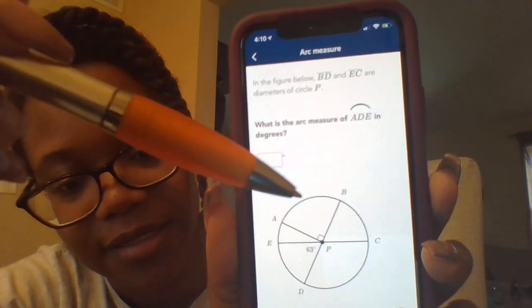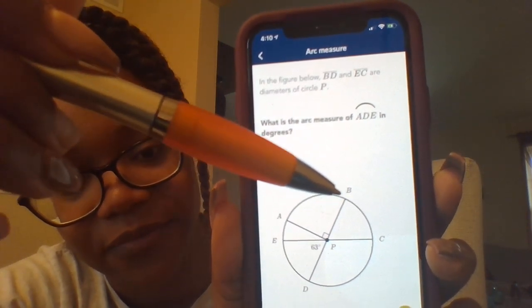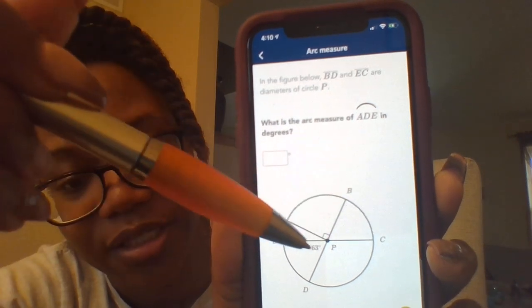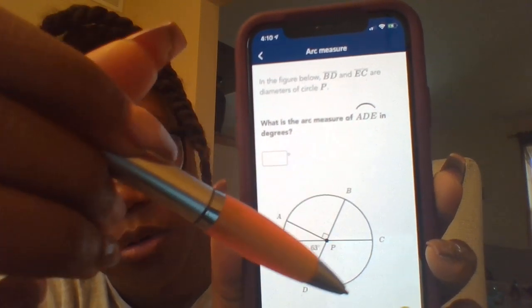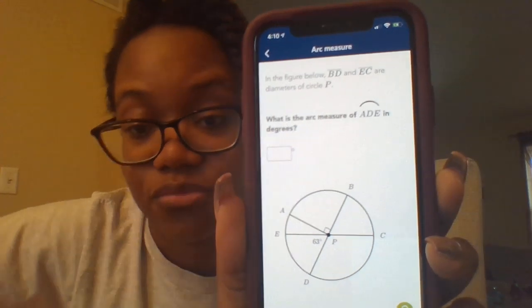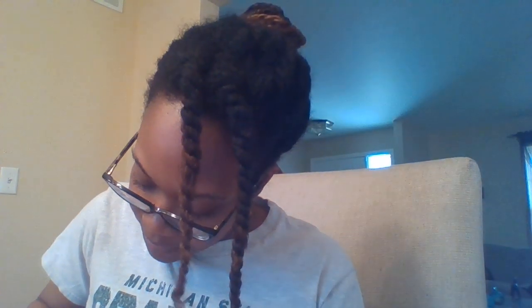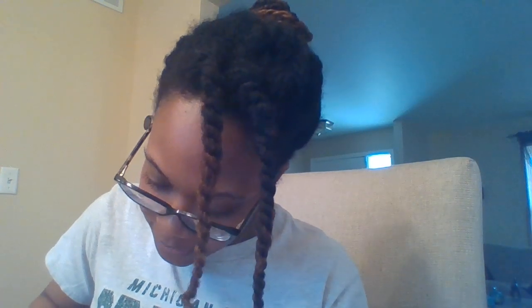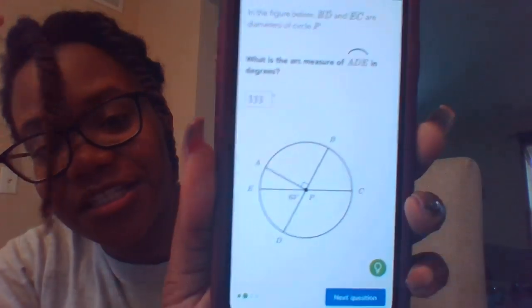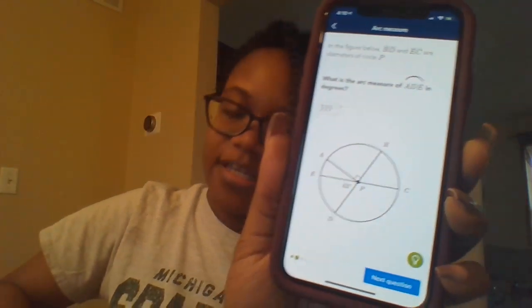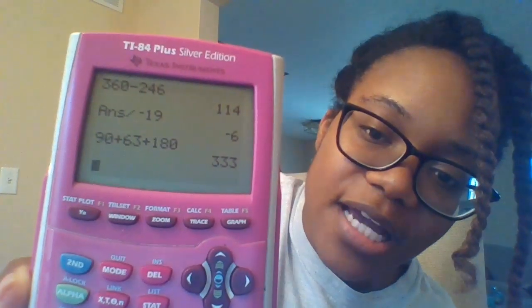Again, maybe going this way might help you see it better. So this part is 90. This part is 63 because of this angle. And this whole part here is 180. So we're just going to add those three numbers together. So 90 plus 63 plus 180. And that gets us 333 degrees. Which I obviously wish I would have checked first. So 333 degrees is going to be our final answer for that one. Again, all I did was 90 plus 63 plus 180.